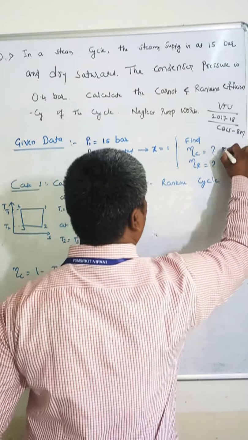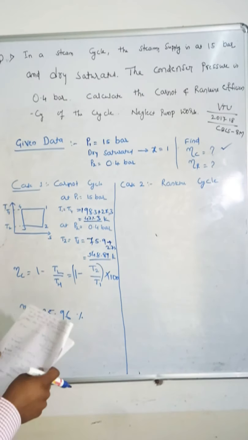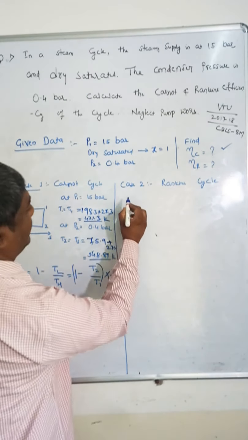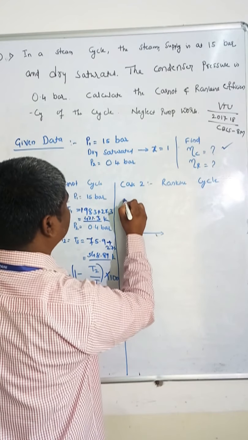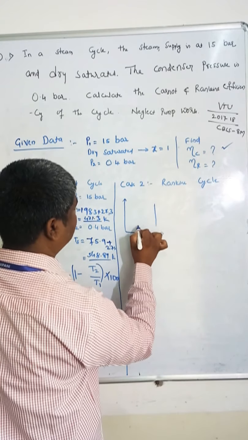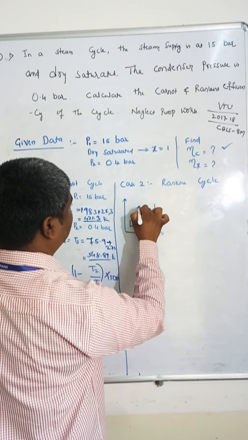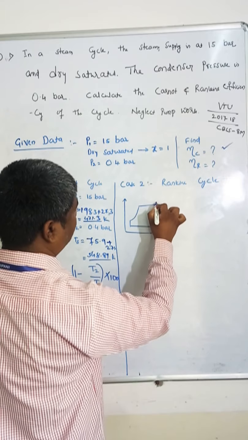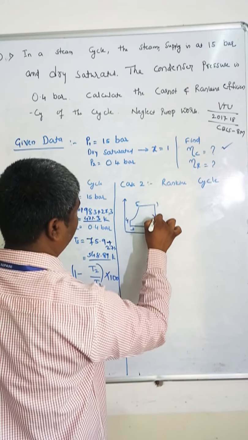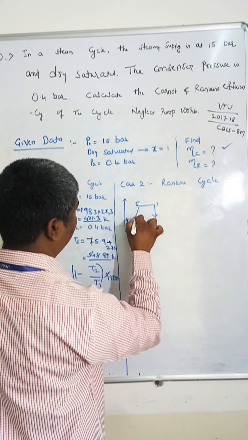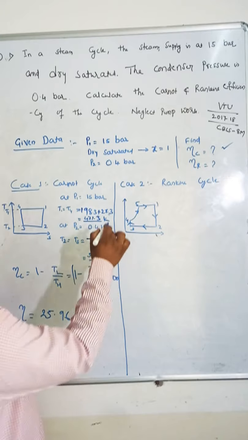Next, this is case 2. So this one we have found. Next, case 2, it is not like this. So we need to draw the TS diagram for the Rankine cycle. One, two, three, 4, 5. Right. This is the TS diagram.